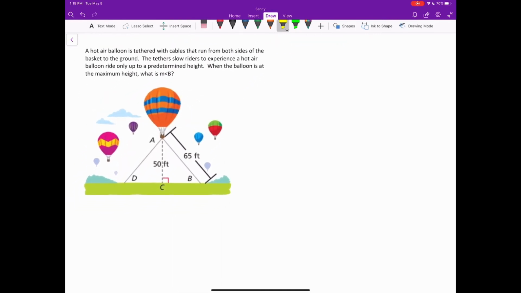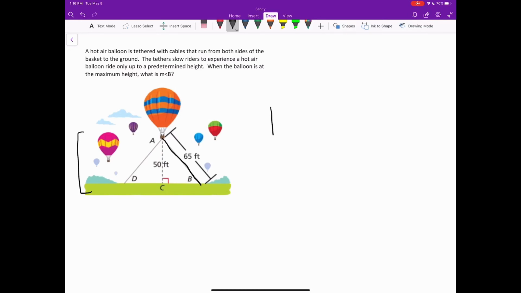Here's our little word problem for the day. Let's wrap this up nice and quickly. I've got a hot air balloon. It's only allowed to go up a certain maximum. Just pause the question and read it for yourself, all right? Basically, we've got this maximum distance of 50 feet, and then we have the cable. The balloon is tied to a cable of 65 feet.